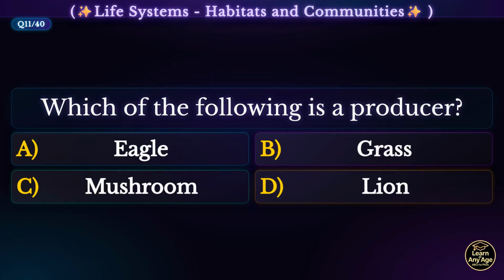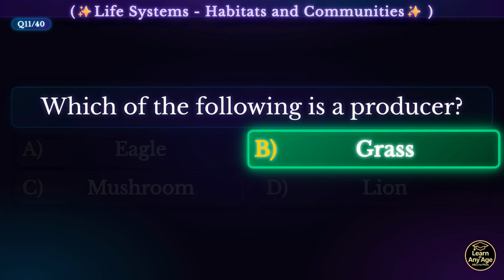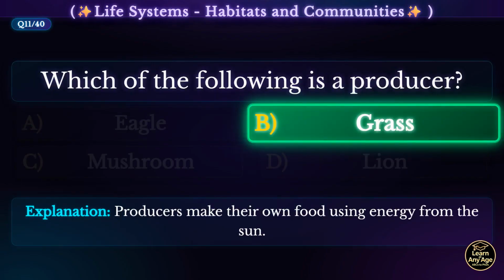Which of the following is a producer? Eagle, grass, mushroom, lion. Grass. Producers make their own food using energy from the sun.